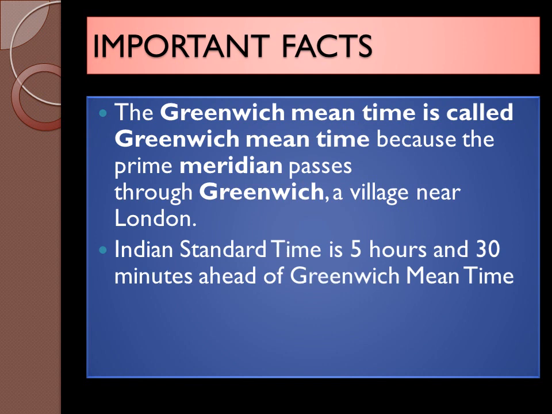Now the time which we follow in India is known as IST, that is Indian Standard Time. Now there is a difference between Greenwich Mean Time and IST. The difference is that Indian Standard Time is 5 hours 30 minutes ahead of Greenwich Mean Time.